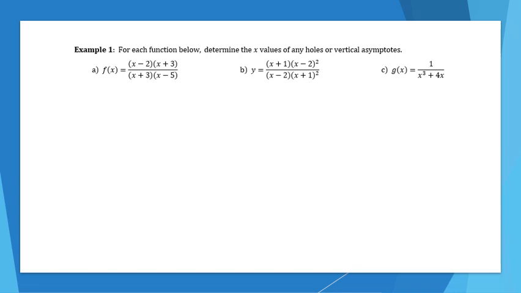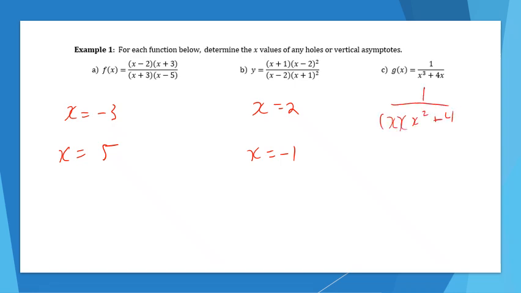All right, so for example 1, determine the x values of any holes or vertical asymptotes. Taking a look at each function here, we first want to know that these will appear whenever the denominator is equal to 0. So let's find those values now. 2 and negative 1. And then here, if we factor this, we should factor out an x and then get x squared plus 4. A lot of people want to factor this into x plus 2, x minus 2. It's not. This is not factorable. So x equals 0 would be the only real solution where the denominator equals 0.